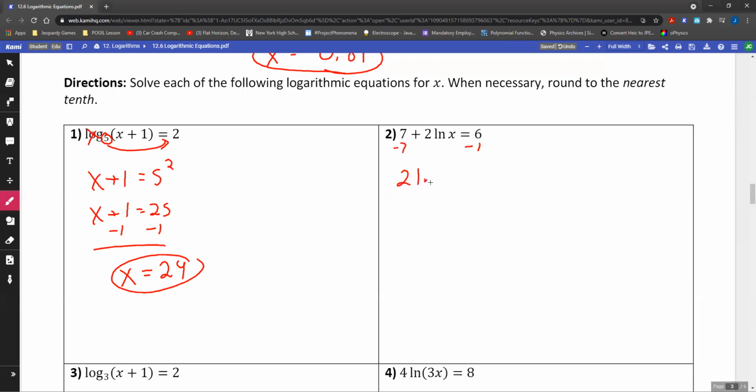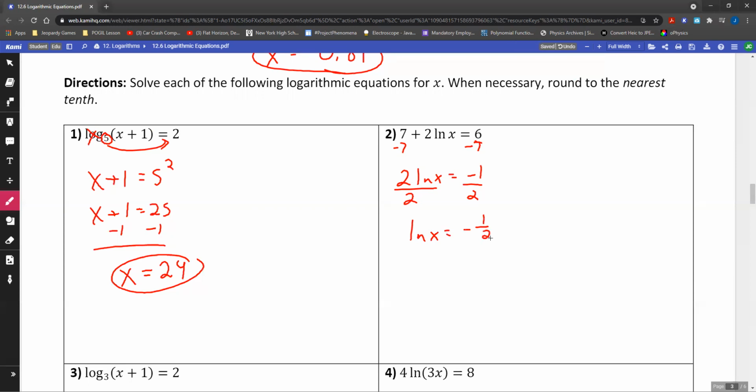Over here, what I'm going to do is subtract the 7 over to the other side. We had 2 ln of x equals, that's supposed to be 7, negative 1. We can actually divide both sides by 2. That kind of makes our life a little bit easier. So this is negative 1/2.